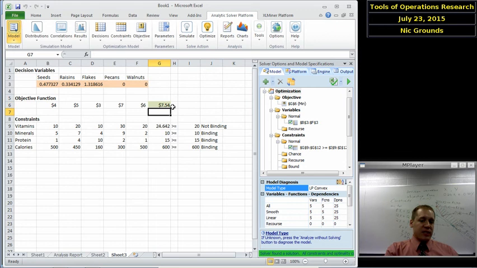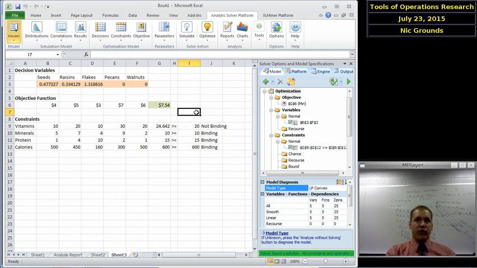Now, the next question would be, what's the optimal solution function, objective function? And that would be $7.54, right? So the cheapest trail mix we can make, given these ingredients and their costs for these nutritional requirements, is a $7.54 bag of trail mix. Okay.